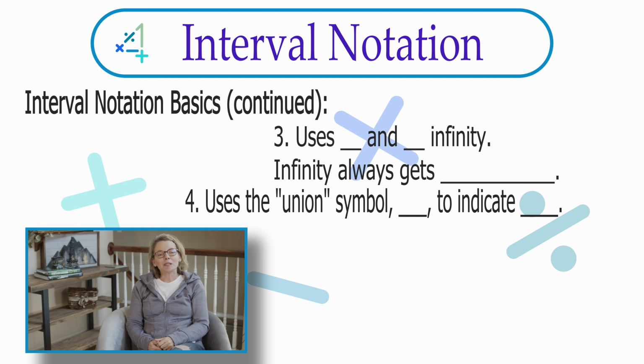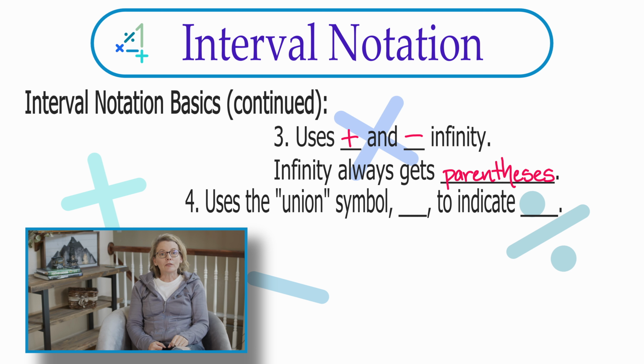3. It uses positive and negative infinity. If numbers can be less than a number, they officially start at negative infinity. If numbers can get bigger forever, they always end at positive infinity. Infinity always gets parentheses, not brackets, because officially we can never touch infinity.